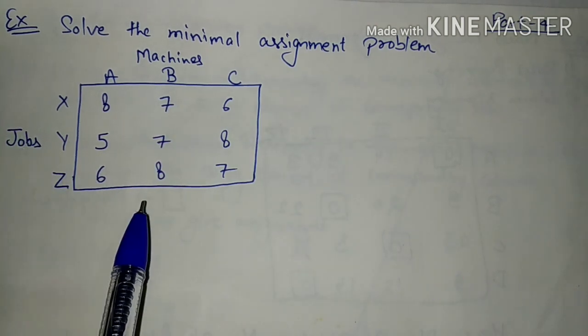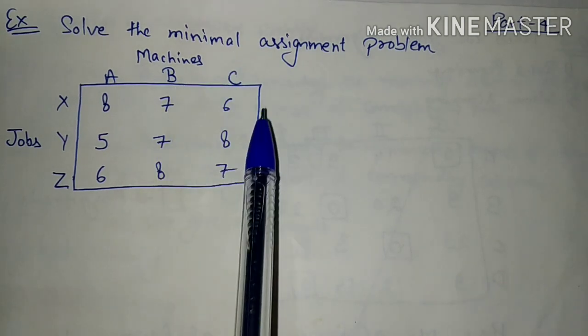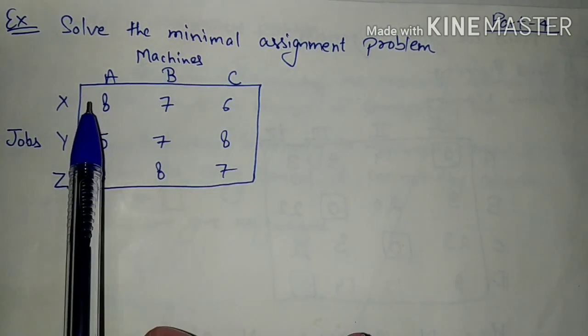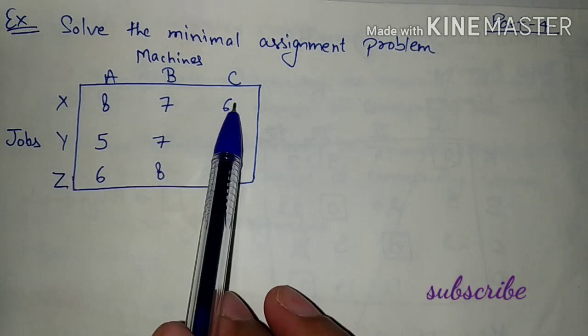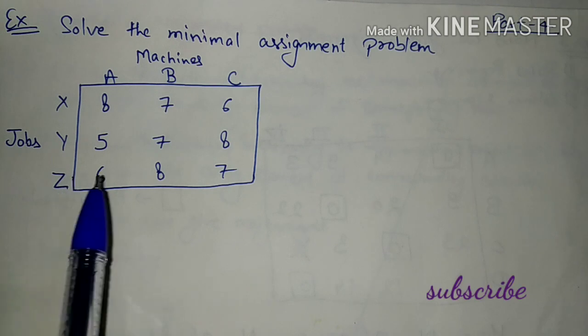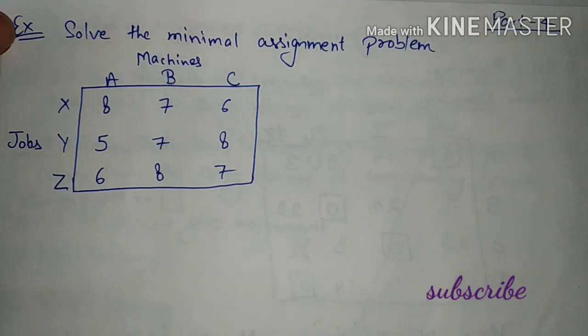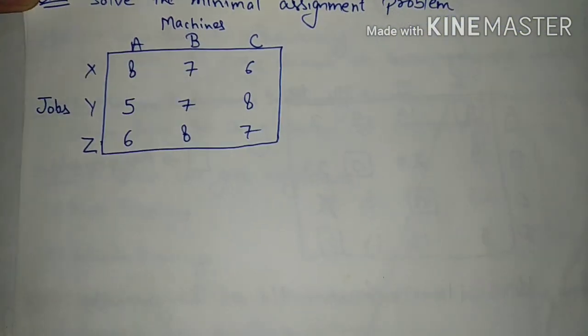First, we have to check that the problem is of minimization and the matrix is balanced. Here there are 3 jobs and 3 machines. This is a 3 by 3 matrix. So the problem is a balanced assignment problem. Now let's start the solution.